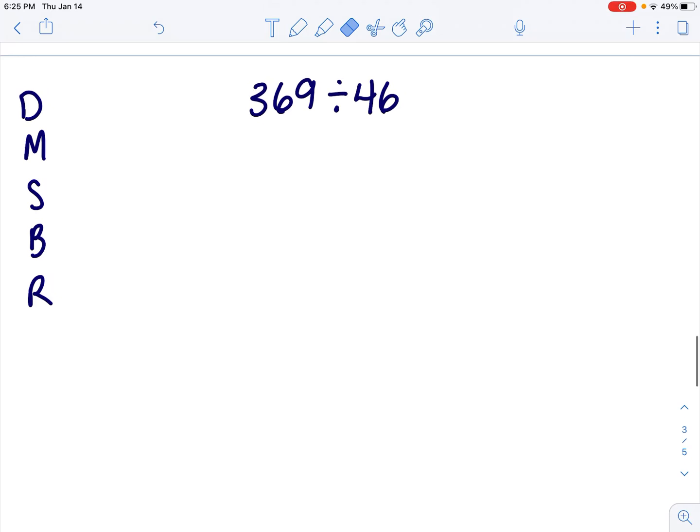All right, so this is 369 divided by 46. I'm going to get you started here. Your first step is going to be to look at this 46. How would you estimate that 46? What would you turn it into? Why don't you pause now and discuss how would you estimate that divisor and how will that help you with solving the problem? Pause now.